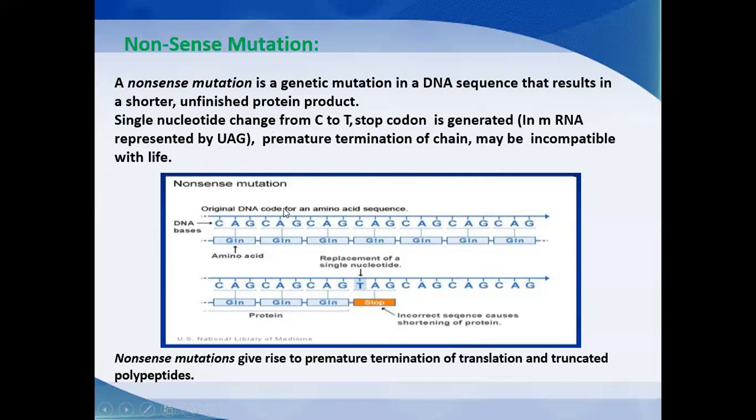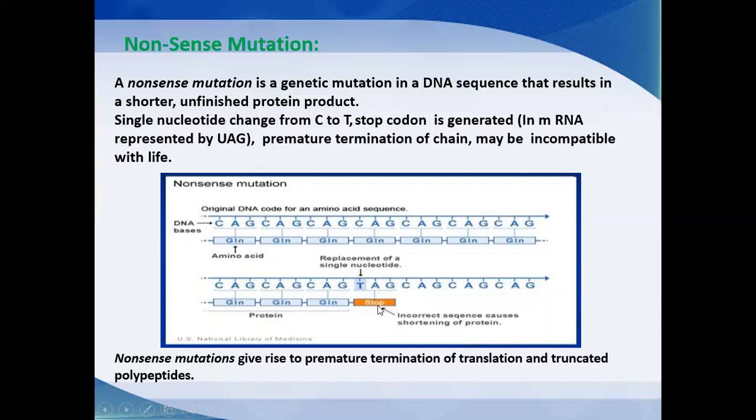So this is the original DNA code for an amino acid sequence. The DNA bases are arranged like this. Here we can see CAG, CAG, CAG. The CAG codon recognizes one of the amino acids, glutamine. So in the CAG, the C is replaced with T. This TAG nucleotide sequence in the mRNA represents a stop codon.